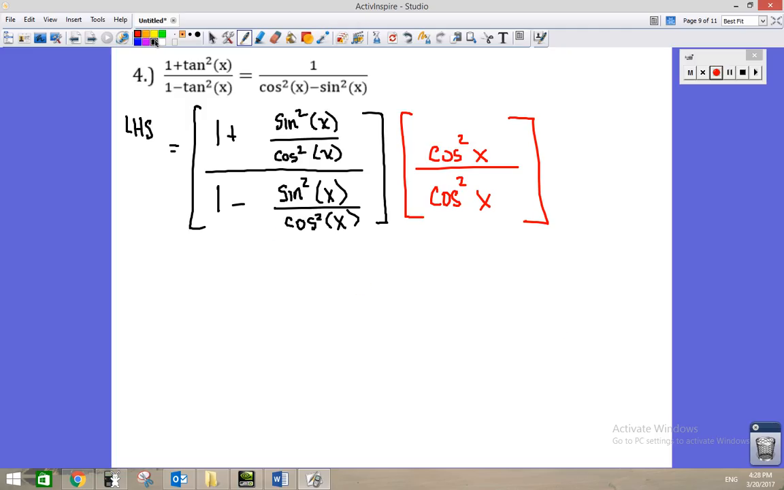What's going to happen? Well, we need to multiply these numerators together. So on the left here in the numerator, I've got a binomial. Both terms get multiplied by cosine squared of x. When I multiply it times the first term, hey, 1 times cosine squared of x, that's just cosine squared of x, plus, look what happens when you take this sine squared of x over cosine squared of x and multiply it by cosine squared.